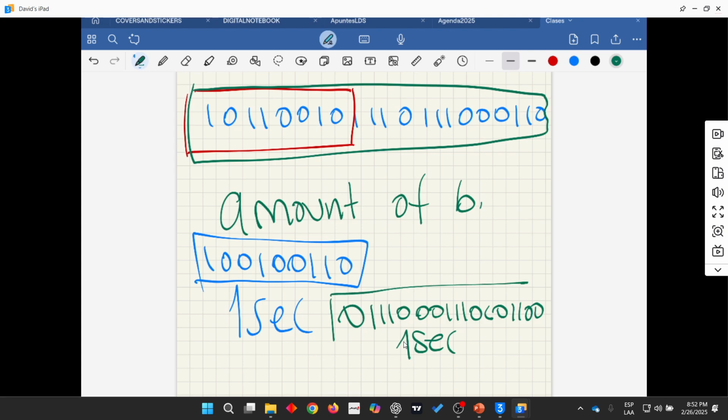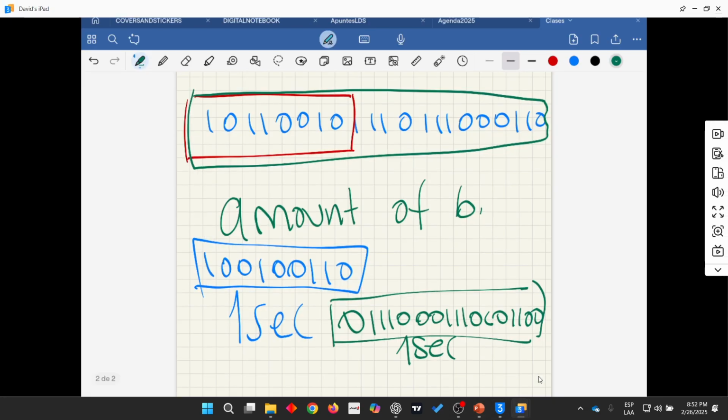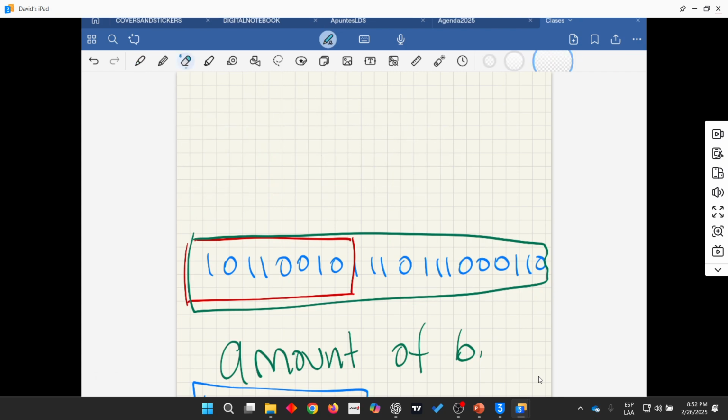So if the amount of bits that I process in 1 second is higher, that means that the quality of the audio is going to be better. And for file size, higher sample rates and bit depths result in a larger size. What that means, let me show you here. And I'm going to use it in this part.